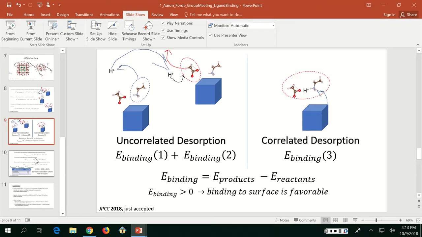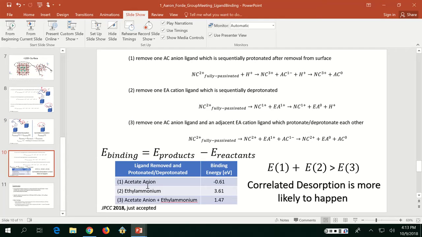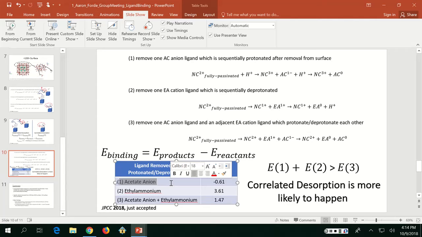And the last slide of results, this just summarizes everything I've talked about, and this table shows the binding energies for each of the calculations I showed. So this first one, removing the acetate ion and then protonating it, our DFT calculations showed that you get a negative binding energy. So it's actually more favorable for that acetate anion to be protonated and in solvent than being on the surface.